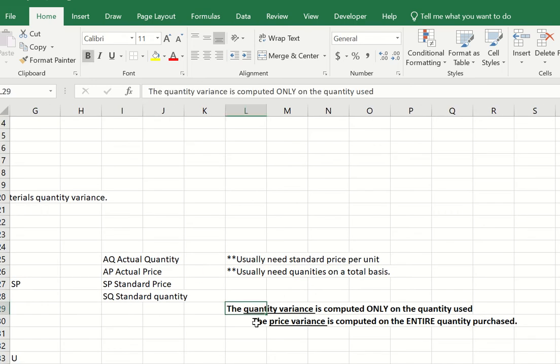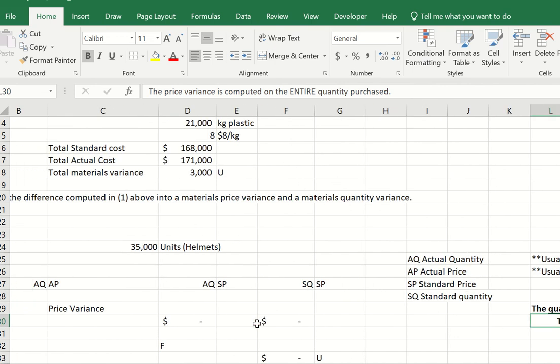So the quantity variance is computed only on the quantity used. The price variance is computed on the entire quantity purchased. But they didn't say that we're purchasing a different amount than we're using in production. So this one won't apply to this problem because we're purchasing the same amount that we're using in production.